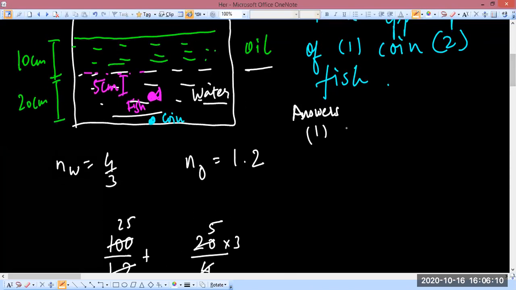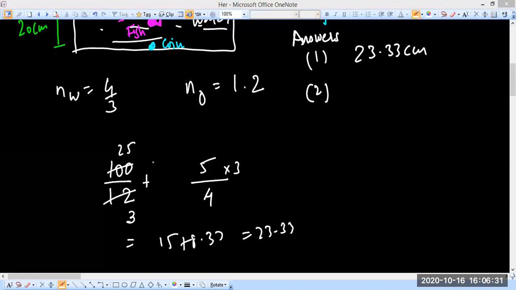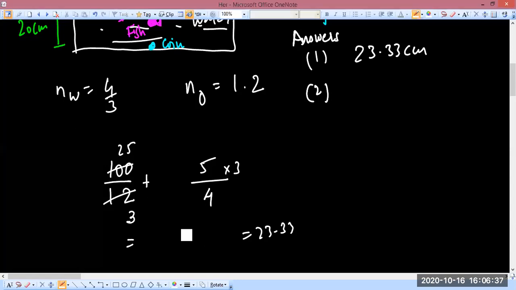That's right. So the first one is for the coin. It is 23.33 centimeter. And now we have fish water. So the only change that you have to make for fish is instead of 20, you take 5 here. Right? Instead of 20, you take 5. So that is 25 by 3 or 8.33 plus this is 15 by 4, so 3.75, right? So nearly 12, right? To be exact, it's going to be 12.08.